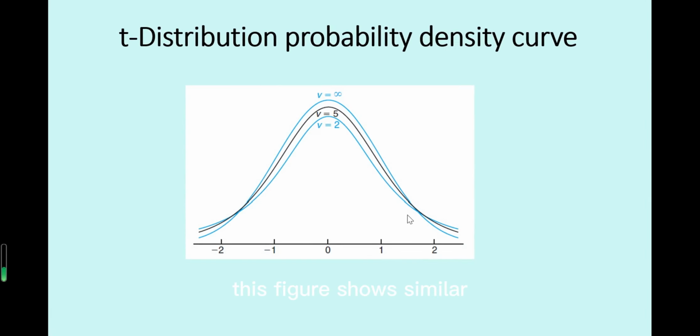You can see this figure shows several t-distribution density curves. If the degrees of freedom are infinitely large, it is actually the standard normal distribution, the highest curve. But the two lower curves, with degrees of freedom 2 and 5, have a flatter shape than the standard normal density curve, because the total area under the curve is 1, right? So for degrees of freedom 2 and 5, they have a longer tail but a lower, flatter top.